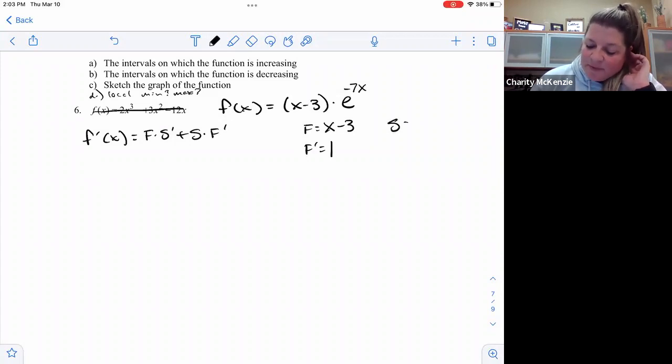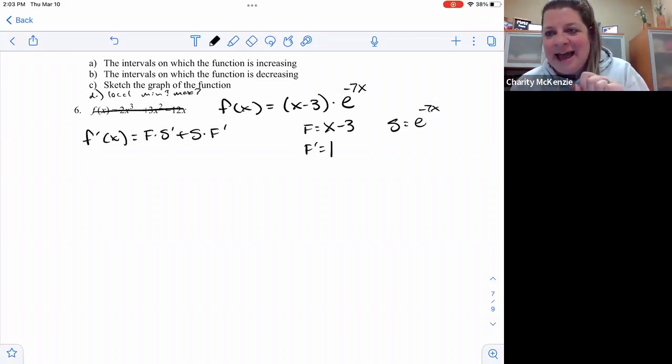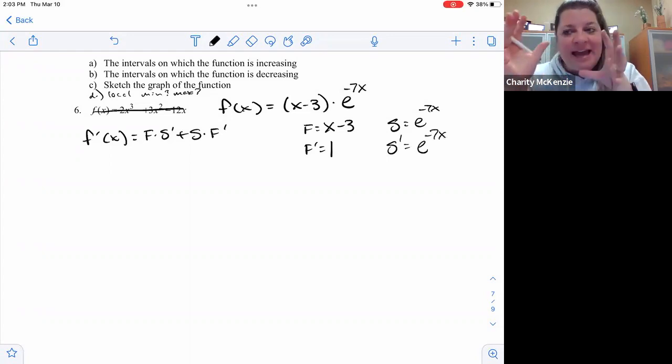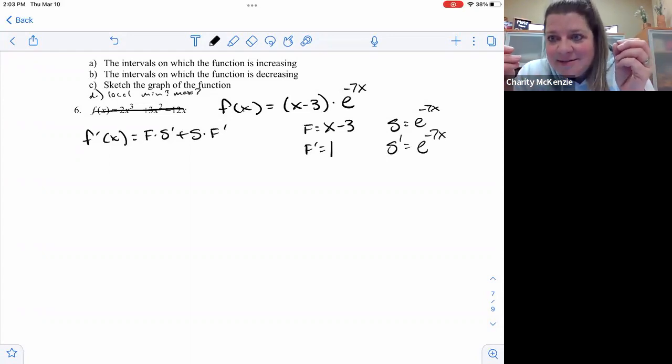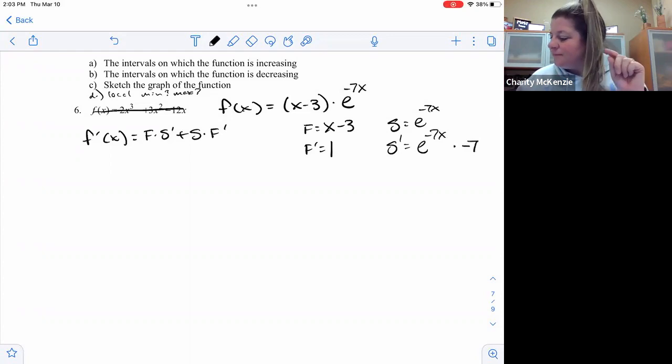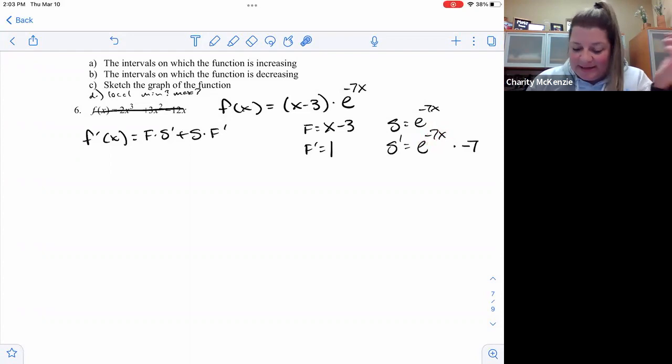Okay, the second part is e to the negative 7x. Everyone's like, e to the x is e to the x, but this isn't e to the x. It's e to the negative 7x. So you have a chain rule inside of this one. The derivative is e to the negative 7x, keeping it the same because the derivative of e to the x is e to the x, times the derivative of the inside, which is the negative 7. So we have to include that negative 7. That's the part people miss, okay? And we could rewrite that just as negative 7 e to the negative 7x.